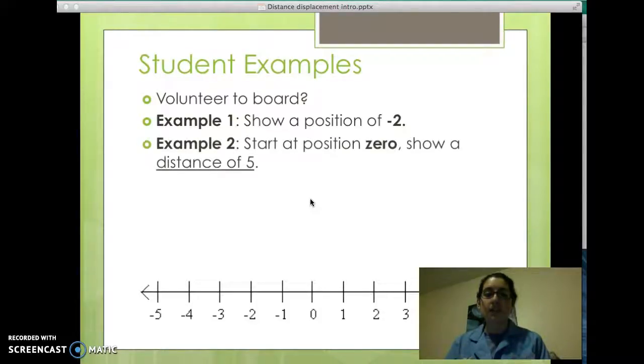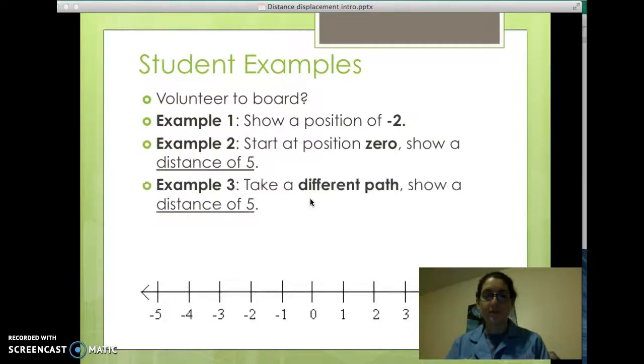For example 2, if you start at position 0, show a distance of 5. You can use your hands for the start and end. For example 3, take a different path, so start at 0 again, but take a different path to show still a distance of 5. Think about direction in this case.